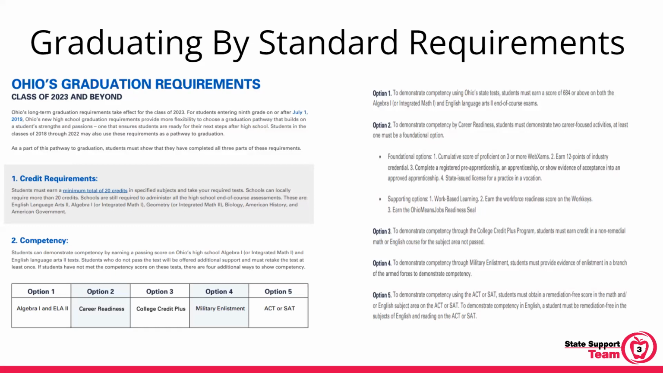The third thing, and it's not shown on this screen, is to earn 2 of the readiness seals. There are 12 of them; 9 of the 12 are state-defined and 3 are locally defined. One of those seals has to be state-defined, and the other can be locally defined, or there can be 2 that are state-defined seals.